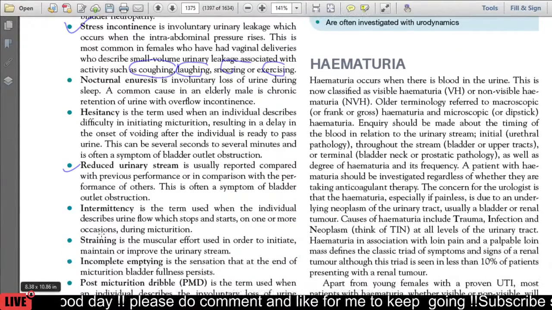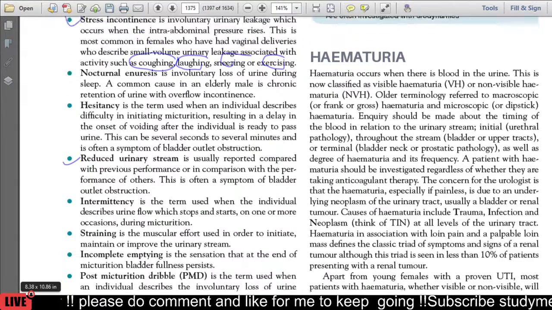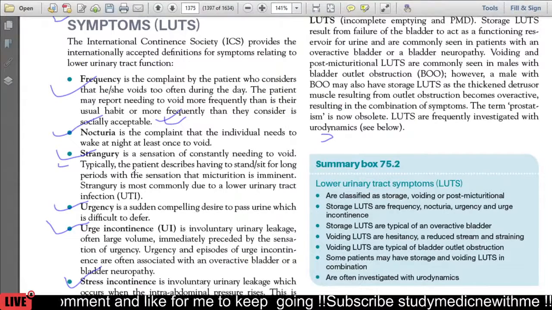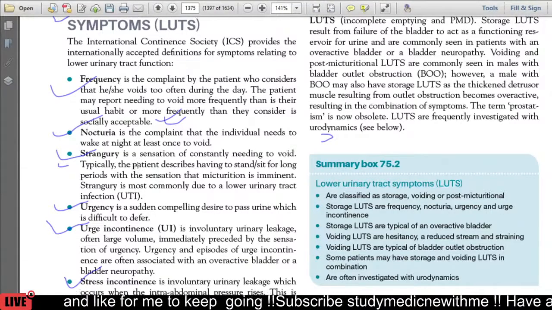Oh my god, there's a lot of topics. So we're almost up to the half, but let's revise this.